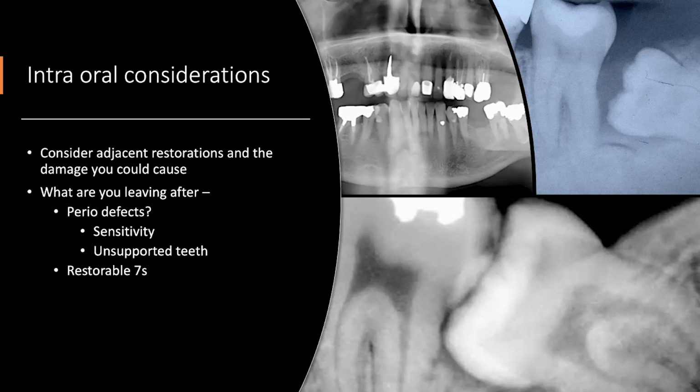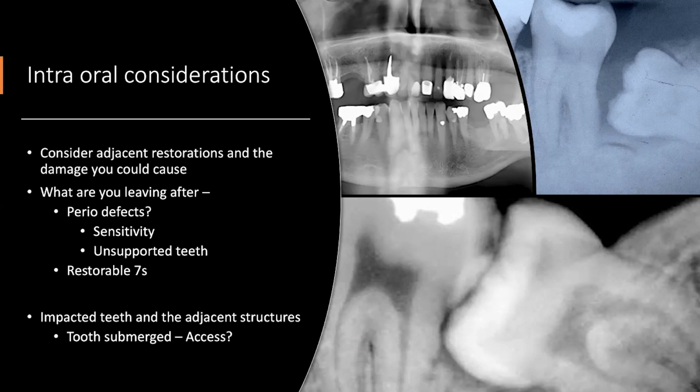And impacted teeth, they may be near adjacent structures, and how are you going to get to them? Especially with submerged teeth, sometimes we see this with deciduous retained teeth. They're in compromised positions, and that may affect how we can get to them properly too.